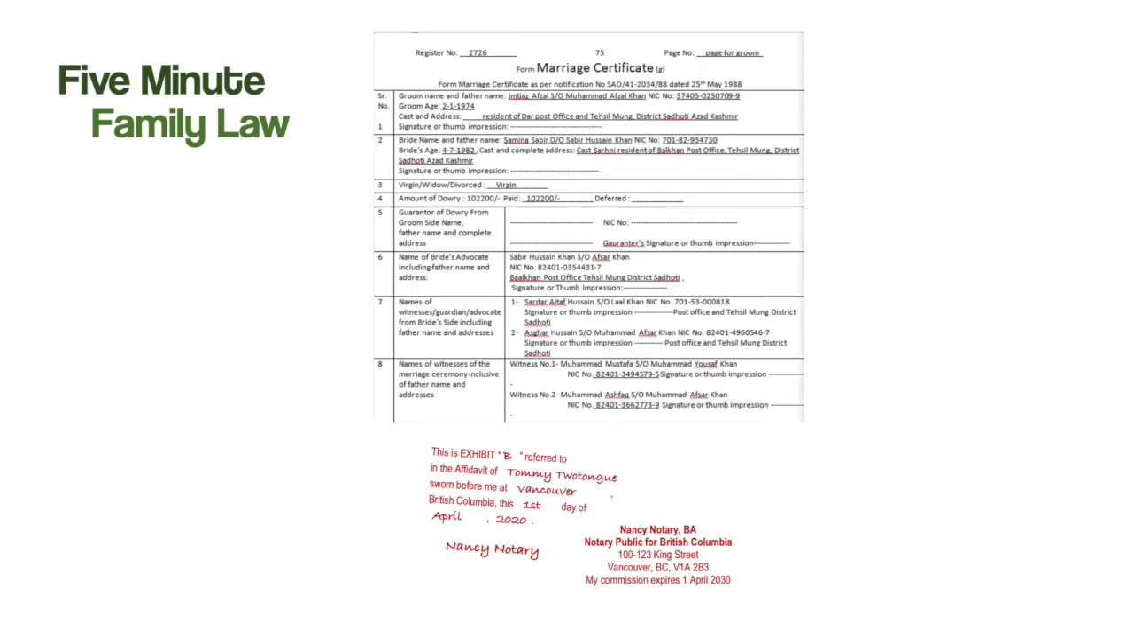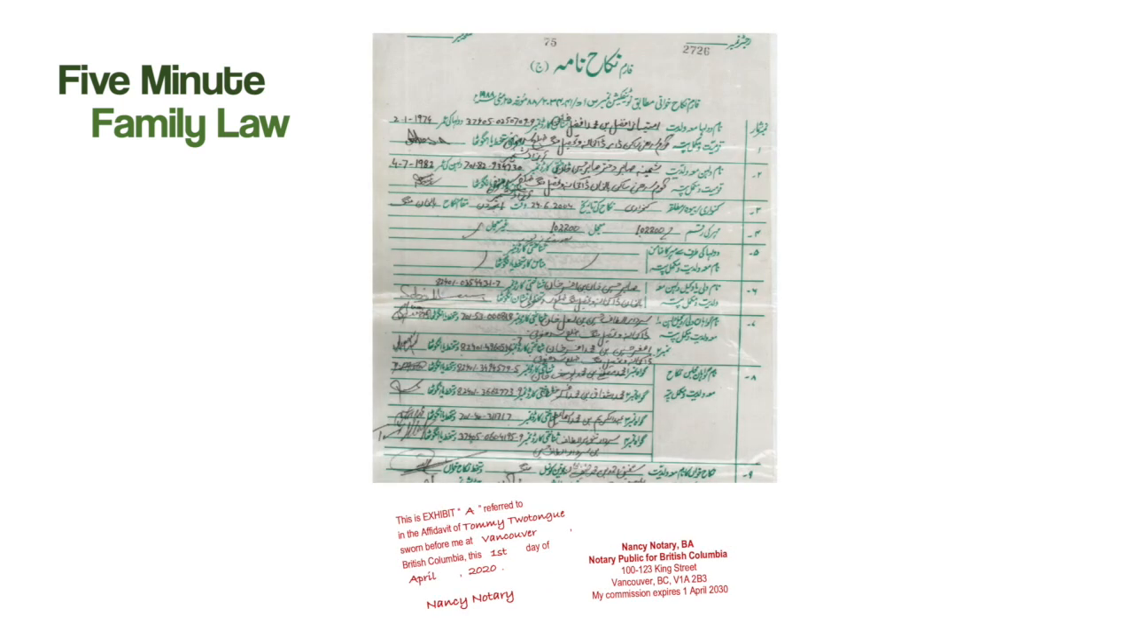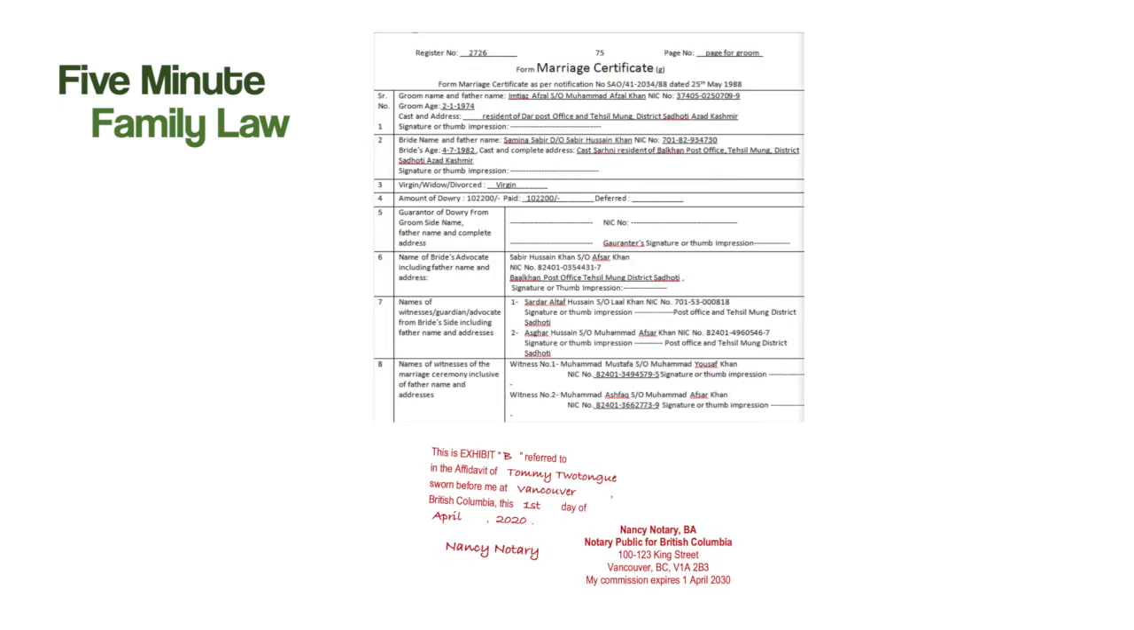Here is Exhibit B, and this is the translation, and you can see that it looks an awful lot like the original, uses the same format. It has the same notarial stamp and the same exhibit stamp, and you can see that this is Exhibit B. But one thing that you'll notice about this is how similar the translation is to the original document. Up at the top, you can see that it's page 75, and you can see that it's register number 2726, and that's how it appears in the translation.